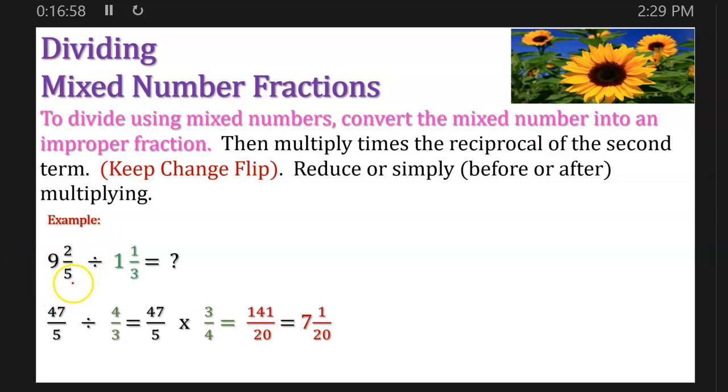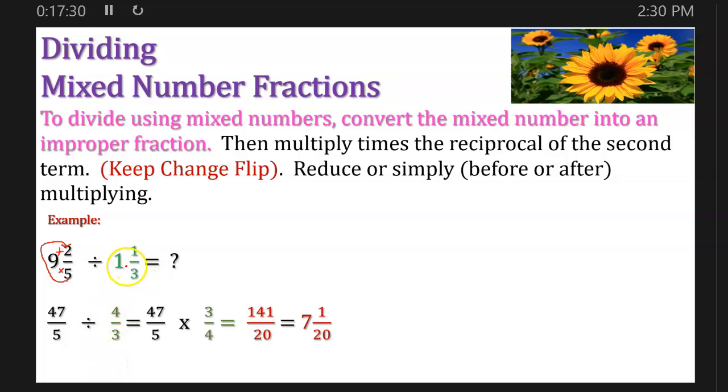The way I do that is I go around the world. I start at the bottom. That bottom number is the one we're going to keep in our denominator. So you can go ahead and write that 5 down here because we know we're going to keep it. I call it around the world because we go from the bottom to the top. So 9 times 5 plus 2. 9 times 5 is 45, plus a 2 gives us a 47. That is how we turn mixed numbers into improper fractions.